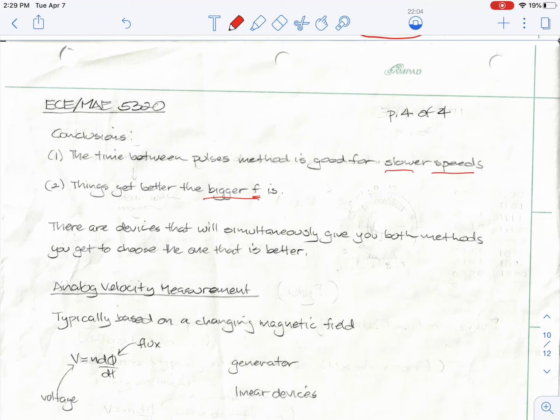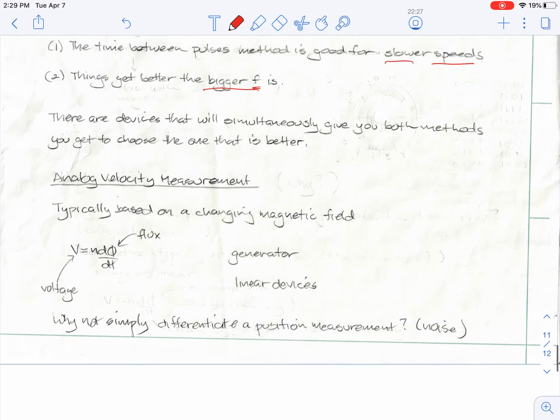Now there are devices you can find now in some microprocessors that do this. You can find code that will simultaneously do both. So we'll measure both, and then you get to choose which one's better. So you'll get an approximation to velocity from one, and then you'll go, well, I'm in the low range, I'm going to use this measurement instead. And so both of them occur.